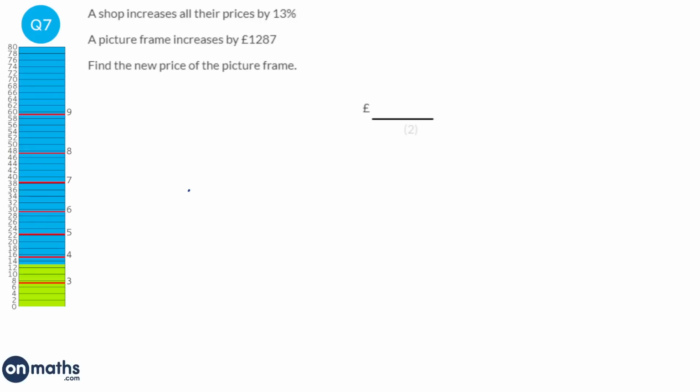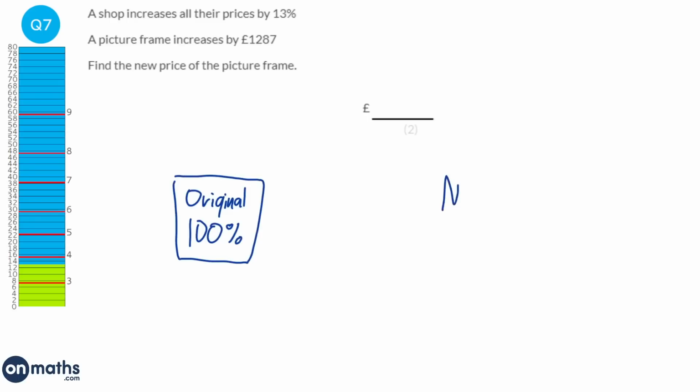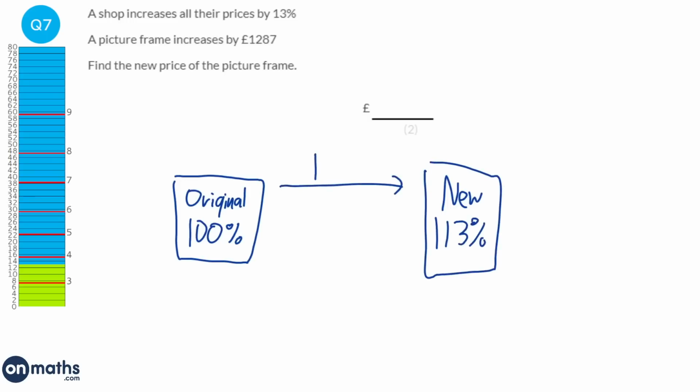So we have an original amount, and this represents 100% of the original amount. The new price, new amount, represents 113%, because it has said that it has gone up by 13%. So it has increased by 13%. And as a value, that increase is £1,287. So it's 13% of the original. It's gone up 13% of the original price.